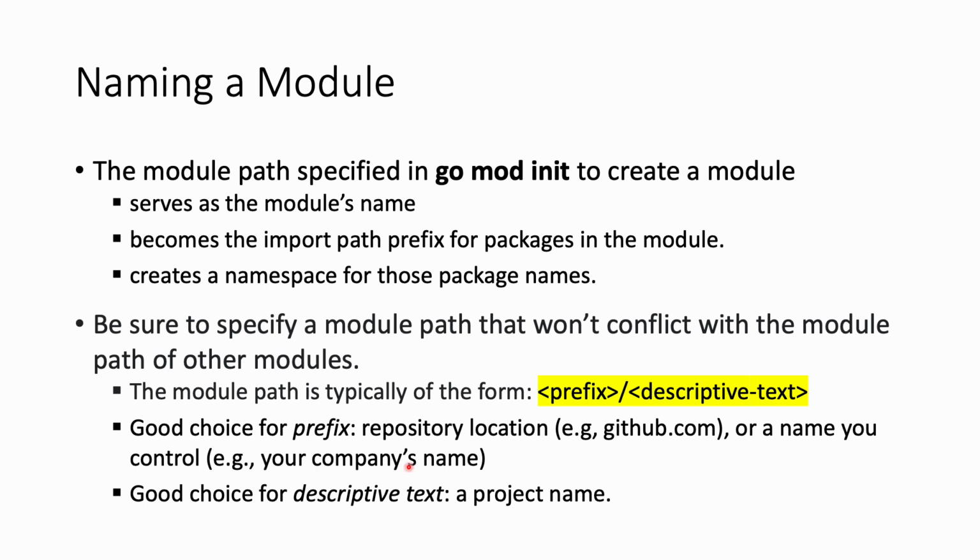Avoid common terms such as utilities or apps, etc. For the descriptive text, a good choice would be a project name. Remember that package names carry most of the weight of describing functionality.